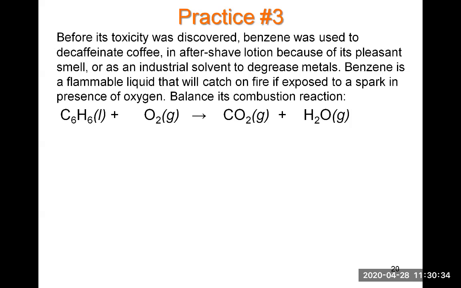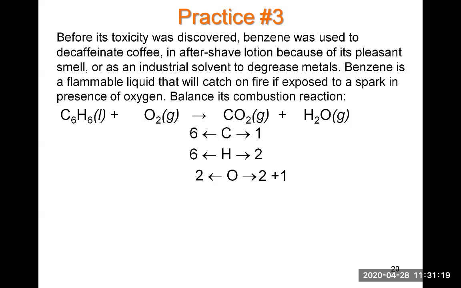So let's count the number of atoms of each kind. Let's start with carbon. Carbon, we have 6 on the left and 1 on the right from CO2. Hydrogen, we have 6 hydrogen on the left from benzene and 2 from water on the right. Oxygen, 2 oxygen on the left from oxygen, and on the right we have 2 oxygen in carbon dioxide plus 1 oxygen in water, so that's 3. So we need to balance these elements in the order they are showing up here. So first, carbon.